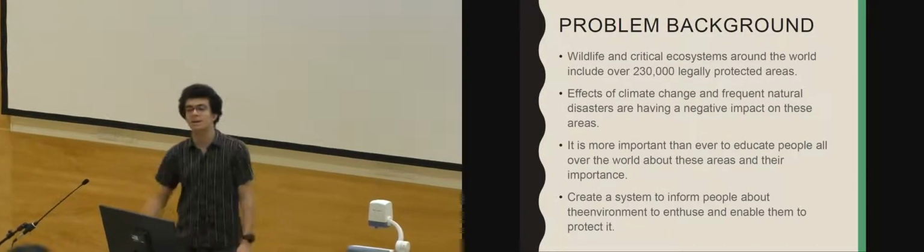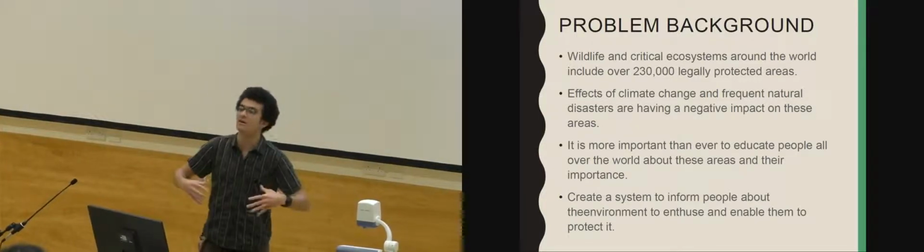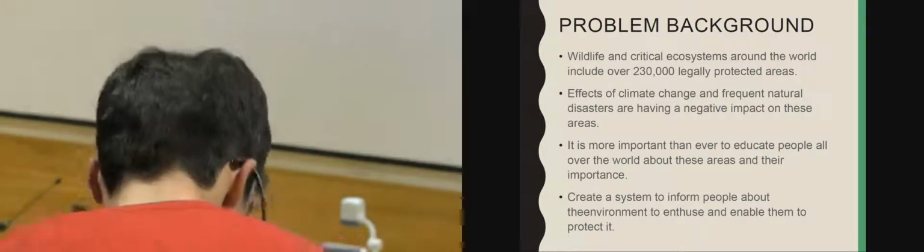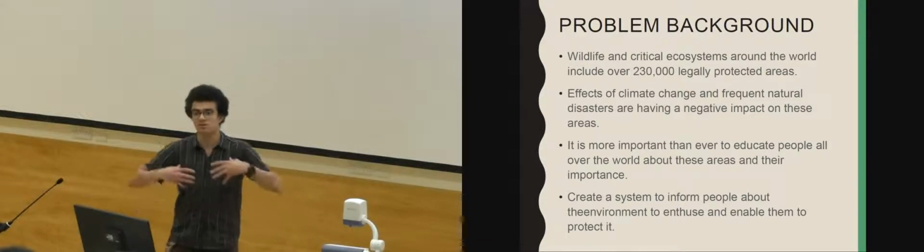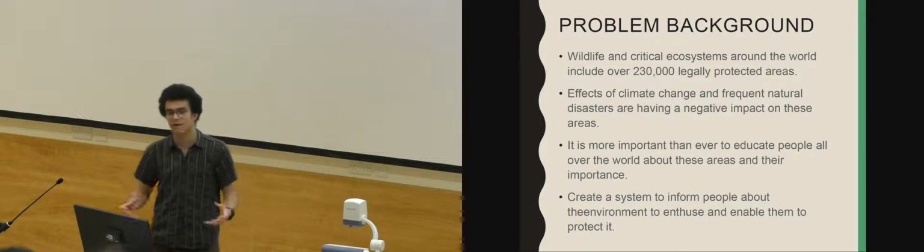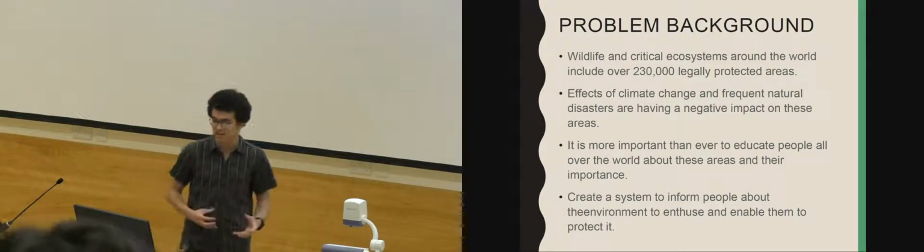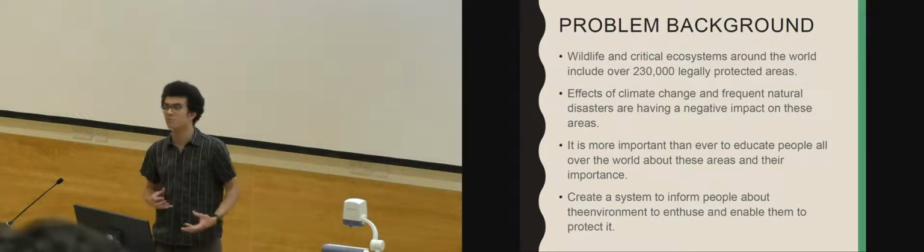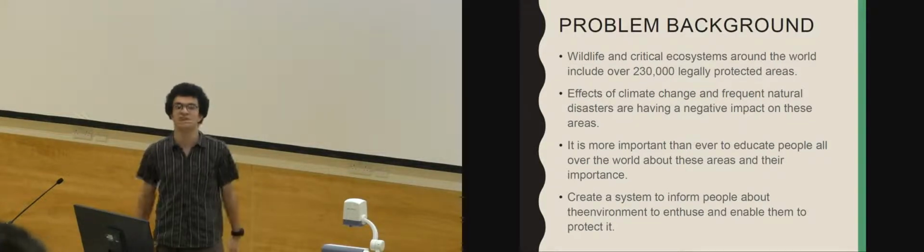So the basic idea behind the problem is that there are over 230,000 protected areas in the world, and people just don't know about them. People don't know what they should be seeing around them. There's so much data, it's difficult to digest. And this is particularly prominent as we're seeing so much climate change at the moment.